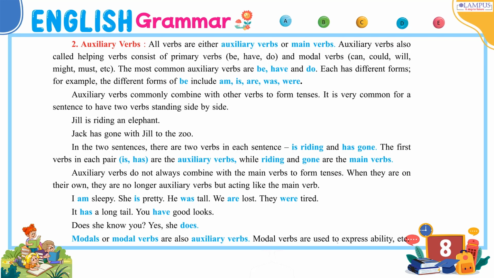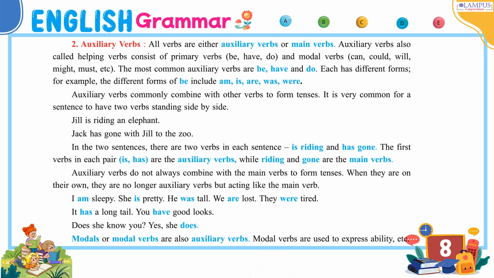Auxiliary verbs do not always combine with the main verbs to form tenses. When they are on their own, they are no longer auxiliary verbs but act like the main verb. I am sleepy. She is pretty. He was tall. We are lost. They were tired. It has a long tail. You have good looks. Does she know you? Yes, she does.